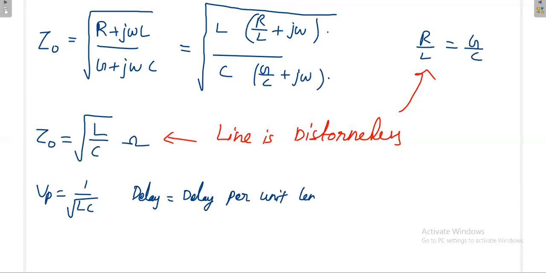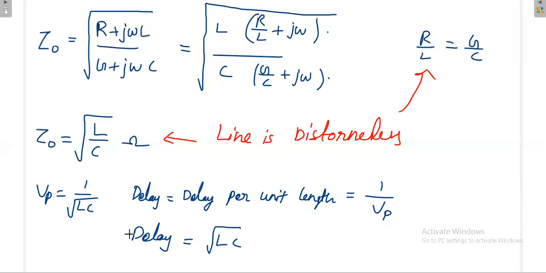Then what is the meaning of delay per unit length? You have to travel 1 meter length. You have some velocity. How much distance do you have to travel? 1 meter. What is your velocity? That is your phase velocity. Then finally, what will be your delay? Your delay will be square root of LC, because you know what Vp is.